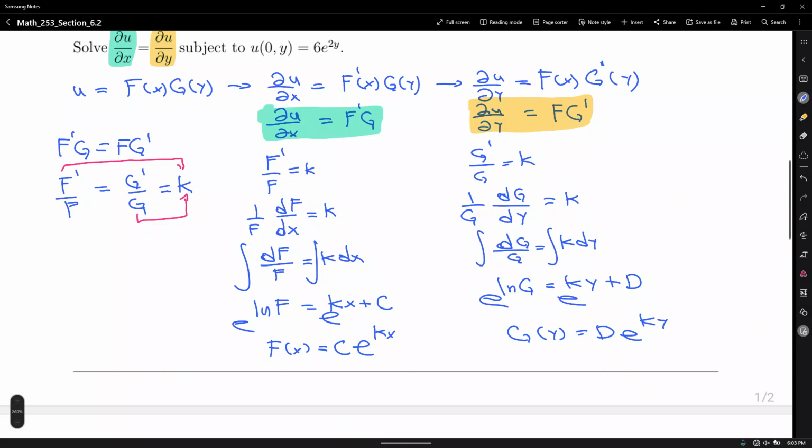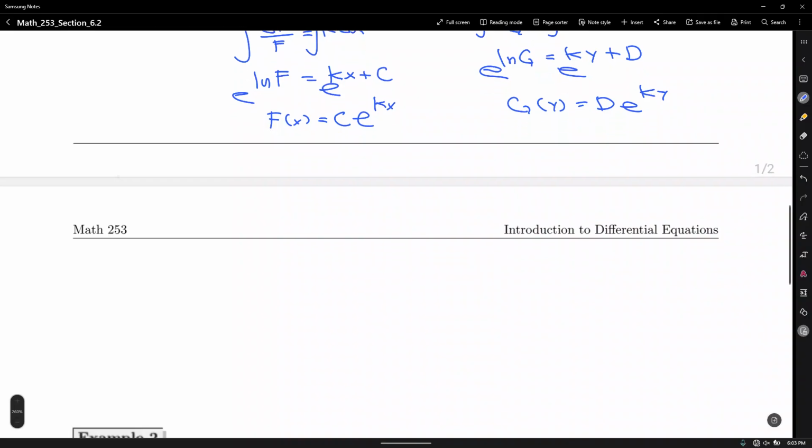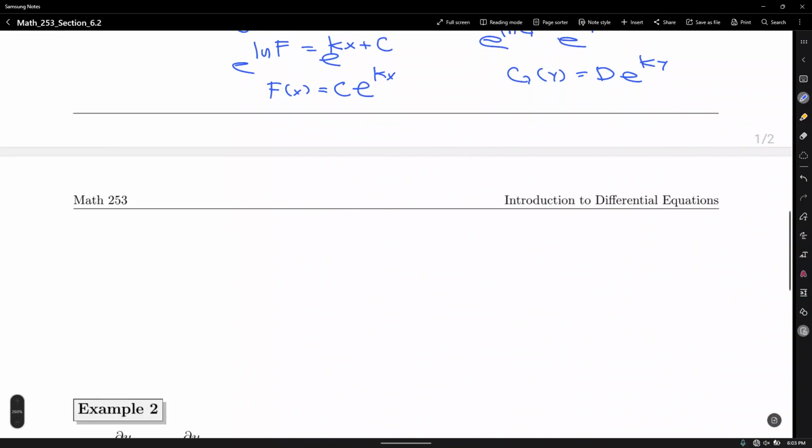All right? Okay. Now let's use the space above the second example to finish the problem. So u of x, y, which is some function of x times a function of y, equals, what was f? C e to the kx, D e to the ky for g of y, right? So that's essentially the solution, but we can keep doing even more absorption.